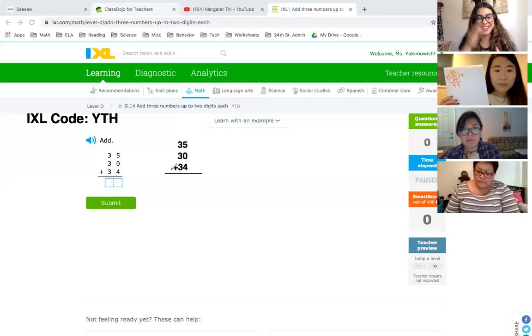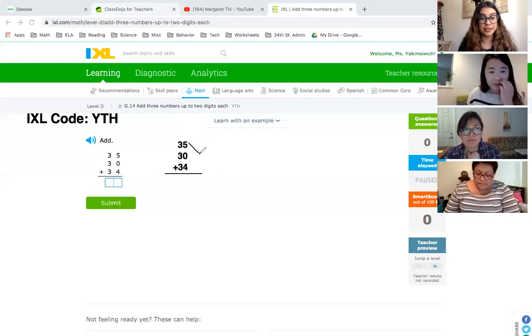So she wrote her number sentence vertically, just like in the problem, and then she started with her ones. 5 and 4 make 9, and so she knew she had 9 ones. There was no regrouping this time. And then she had doubles. Did you do doubles first, or did you know it was 3?